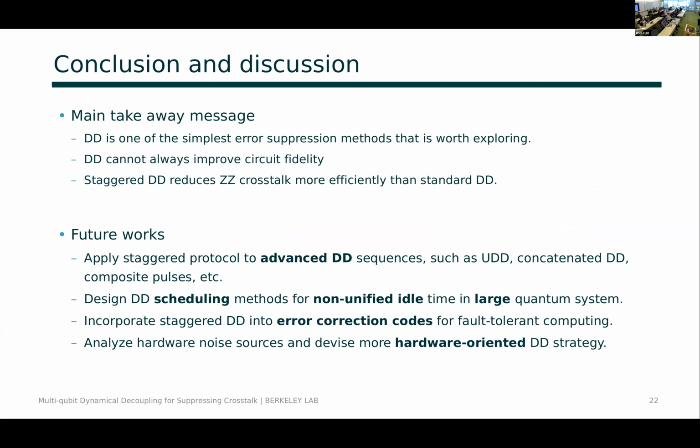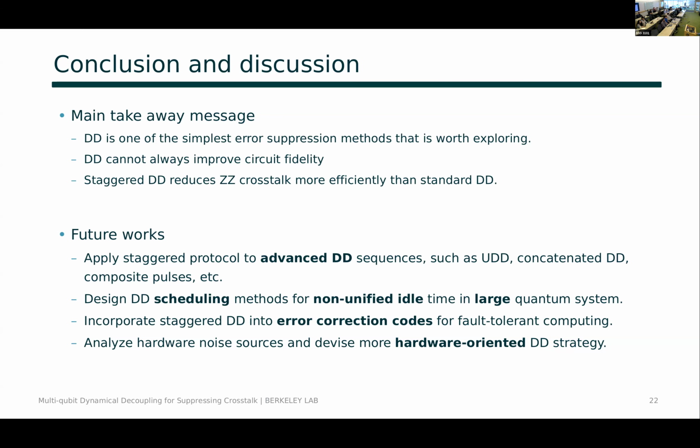Okay, to conclude, the main takeaway message I want to convey is that DD is one of the simplest error suppression methods and is worth exploring, but it cannot always improve the circuit fidelity. When we put out the paper, there were also some papers from IBM discussing how to implement strategies for inserting DD sequences, and which DD sequence we should use. So it's an open research problem. And also our staggered DD can reduce the crosstalk compared with the standard DD version.